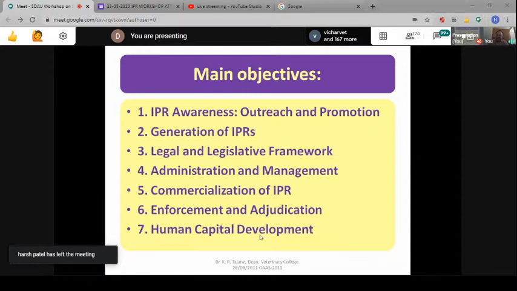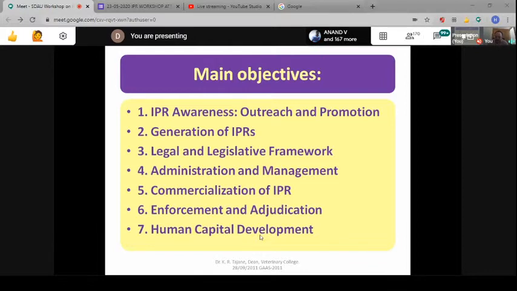And there is a change in the administration and management of intellectual property rights. There is a change in the administrative framework throughout the country, so that any innovator, contributor, creator or technology developer can approach the administrative system with ease, without any red tapeism.